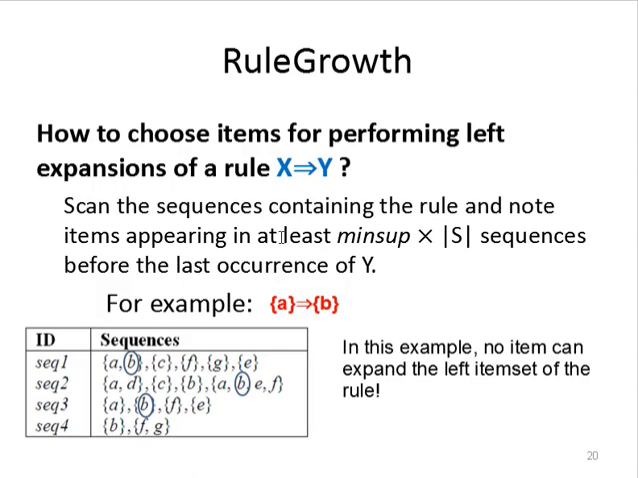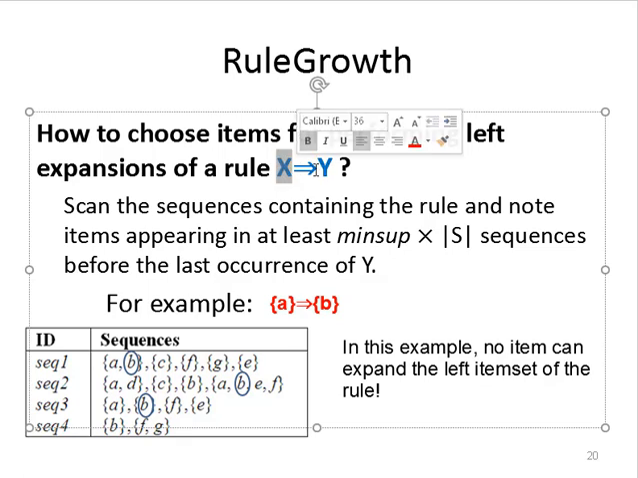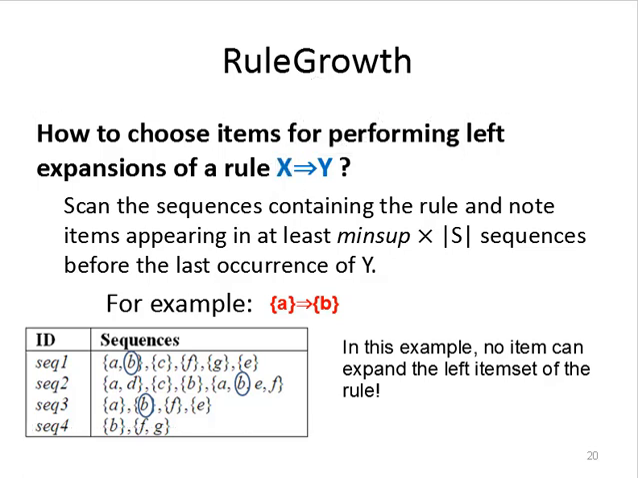Now another issue: how to choose the items that we should add to the left of a rule. If we have a rule X imply Y, for example, what are the items we should add to the left to make the larger rule? There's a very simple idea. If we have a rule like A followed by B, we should scan the sequences that contain the rule and note all the items that appear in at least minimum support multiplied by the number of sequences in the database before the last occurrence of Y.